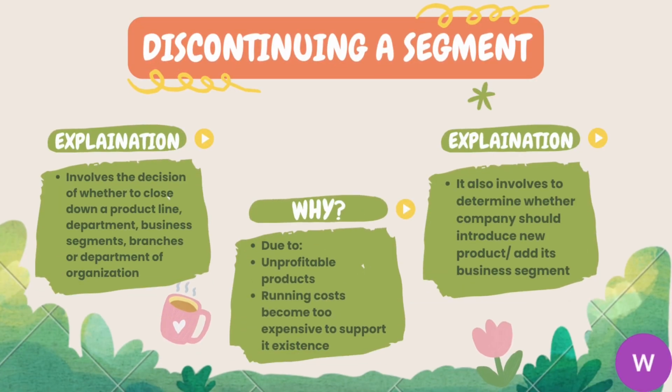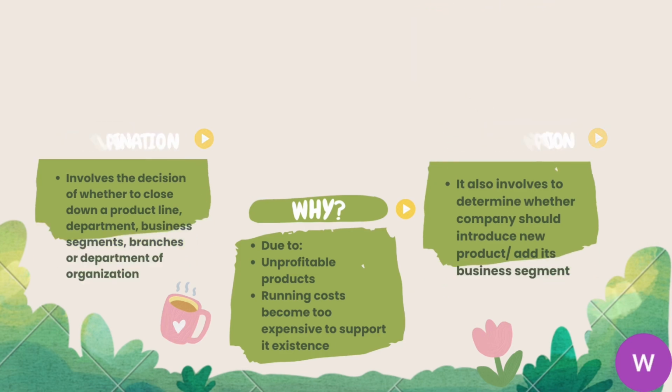Next is discontinuing a segment. Discontinuing a segment involves the decision of whether to close down a product line, department, business segment, branch, or department of the organization. It also involves determining whether the company should introduce a new product or add a business segment. Discontinuing a segment is due to unprofitable products and running costs becoming too expensive to support its existence.